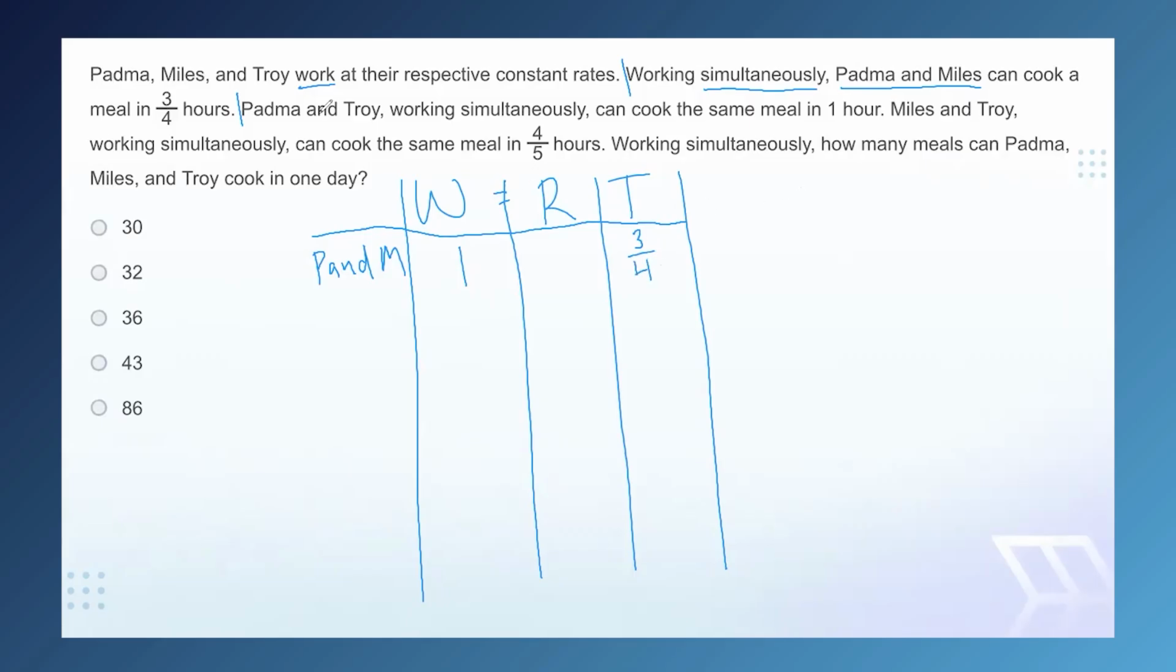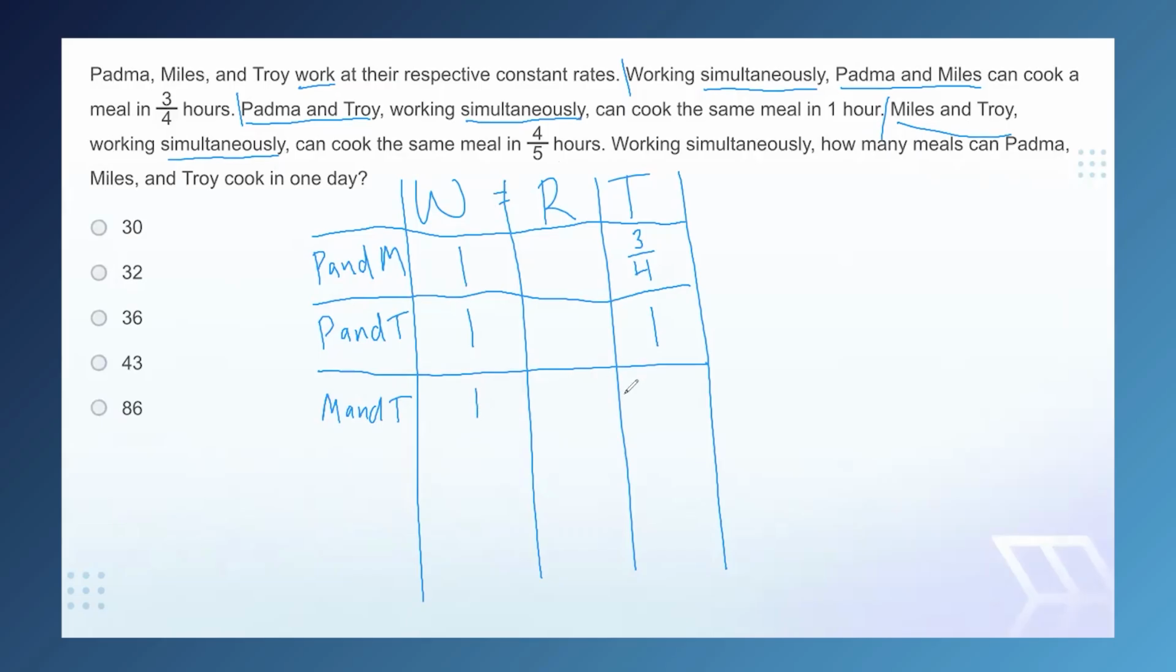All right, Padma and Troy, working simultaneously, can cook the same meal in 1 hour. All right, so we are getting another combined rate. Padma and Troy, P and T, can cook one meal in 1 hour. Miles and Troy, working simultaneously, can cook the same meal in 4/5 of an hour. All right, so we have yet another combined rate, M and T, one meal, 4/5 of an hour.